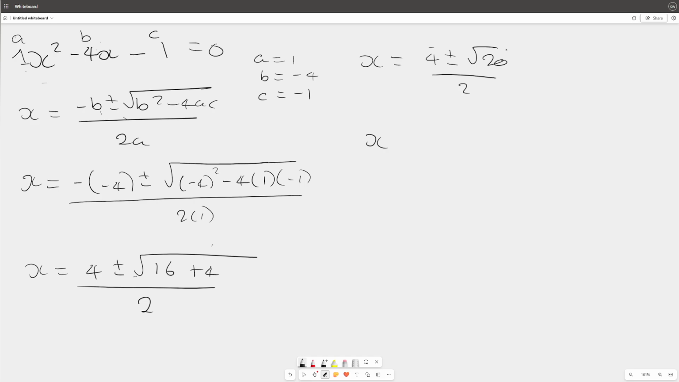And then we can use our third rules to simplify this root 20 further. So we think about the largest square number which goes into the square root of 20, and it's going to be 4, because 4 times 5 is 20, and root 4 is 2. So we can have 4 plus or minus 2 root 5, all over 2.